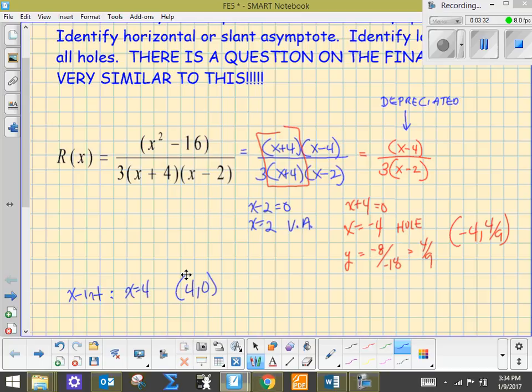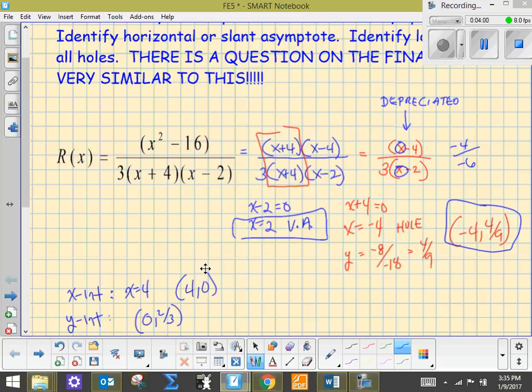My y-intercept is when x is 0. So I let this be 0, and I let that be 0, so I get negative 4 over negative 6, so I get a y-intercept at 0 comma 2/3. So: vertical asymptote at 2, hole at negative 4 comma 4/9, an x-intercept of 4 comma 0, a y-intercept of 0 comma 2/3, and then the last thing we need to know is if there's a horizontal asymptote.